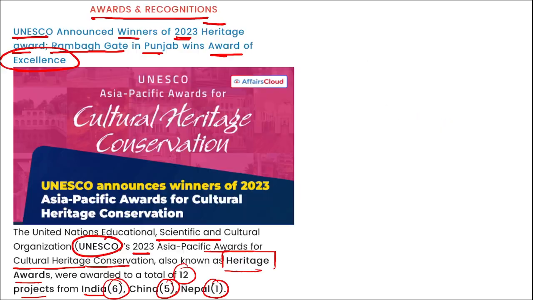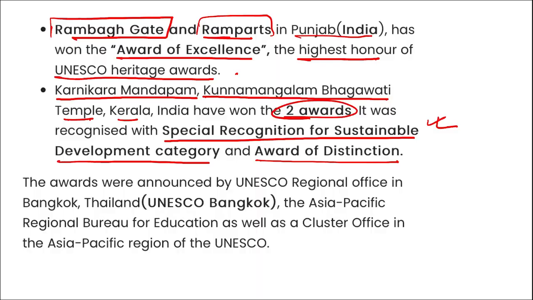So we have to see that this UNESCO Asia Pacific Awards for Cultural Heritage Conservation were awarded to a total of 12 projects, out of which 6 are from India, 5 are from China, and 1 is from Nepal. Correct? And these awards were announced by UNESCO's regional office, that is in Bangkok, Thailand. Right? From India, the important one you need to remember is Rambagh Gate and Rampart in Punjab, which has won the award of excellence, that is the highest honor of the UNESCO Heritage Awards.